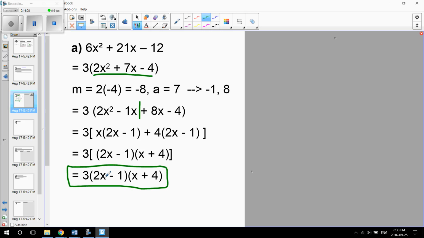So the only difference is now we have our two brackets just like before, but now we have that common factored value that's out front.